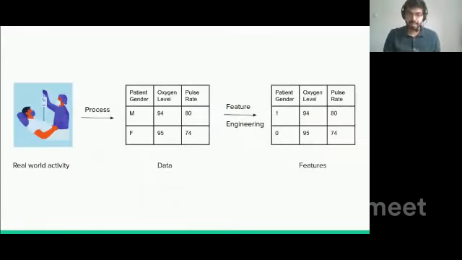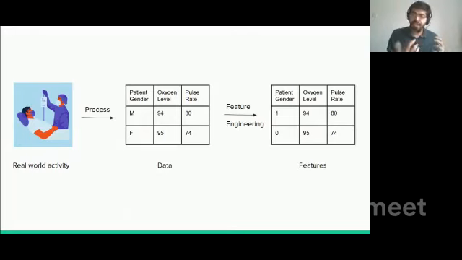I have a small example here, and I will go into details of each of these techniques, but again, how does this entire process work? You have a real world activity. Maybe you're trying to predict, which is again a slippery slope because you don't want to do this, the presence of COVID in a patient. You collect data on the patient gender, the oxygen level or pulse rate, etc.